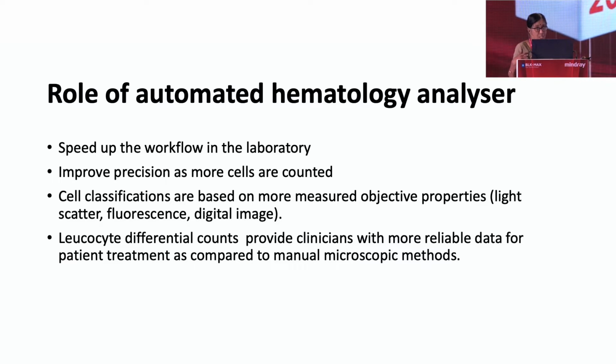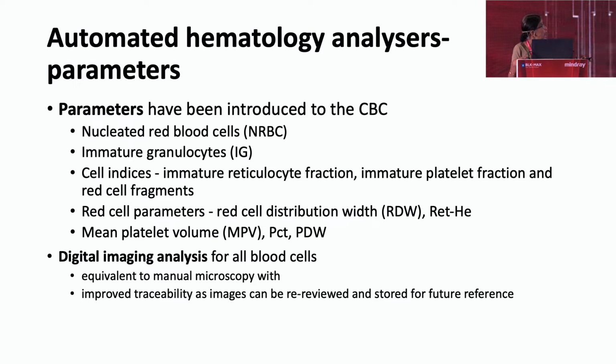The cell classifications are based on measured objective properties of cells. Leukocyte differential counts are much more reliable, and therefore it provides clinicians with more reliable data for proper management of patients. So the parameters that are available to us is a huge battery which includes nucleated red cells, immature granulocytes, different cell indices, red cell parameters, platelet parameters, and in today's diagnostic arena, digital imaging analysis as well.